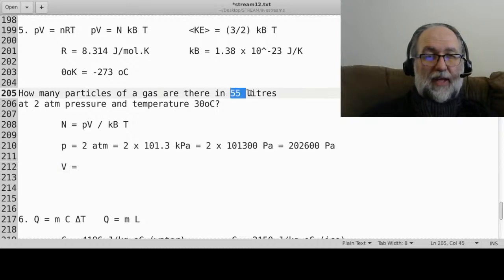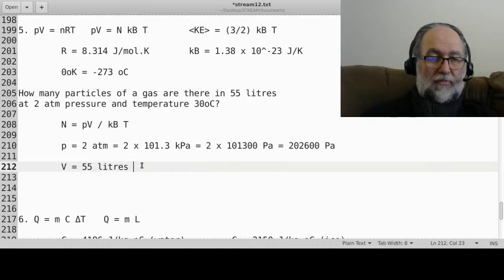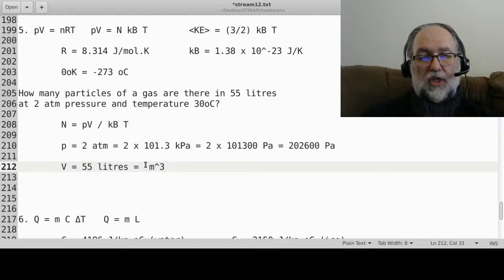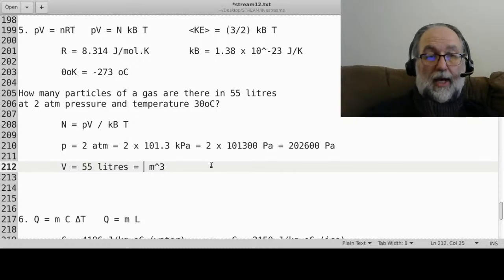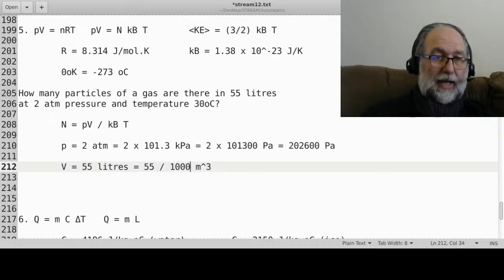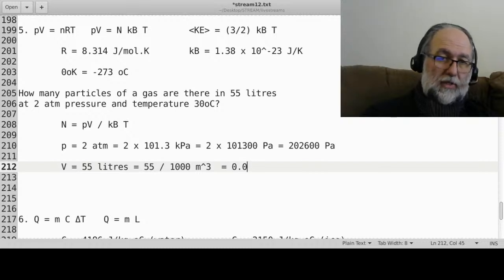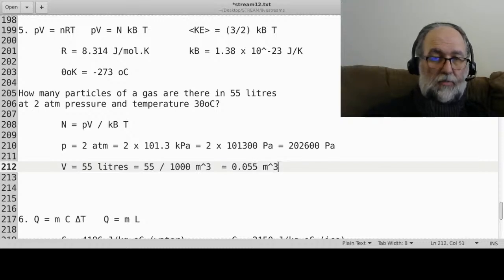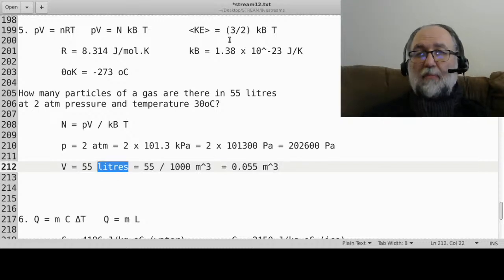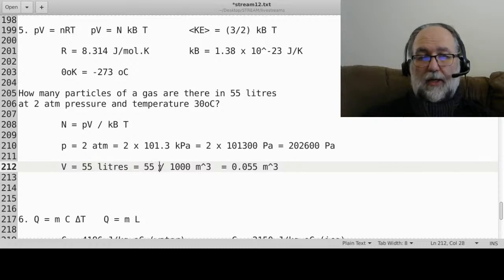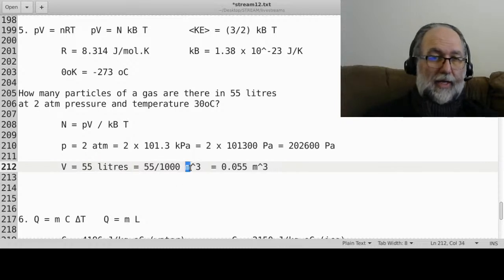Well, the volume is 55 liters, but you want the volume in what? Meters cubed. And you go, well, what's the conversion? It turns out that it takes 1,000 liters to make 1 cubic meter. So it's going to be 55 divided by 1,000, and that's going to equal 0.055 meters cubed. Liters are popular in chemistry, but in physics, because we're working in MKS, meters cubed, just divide by 1,000.